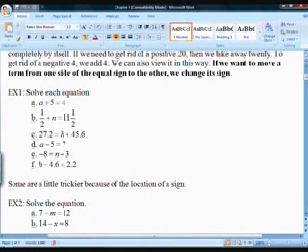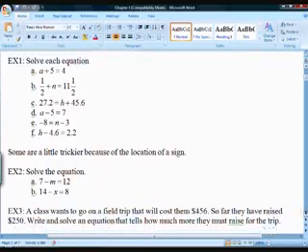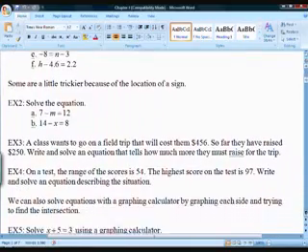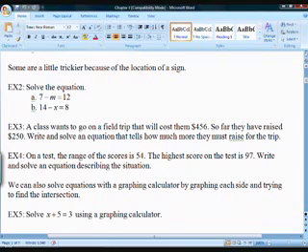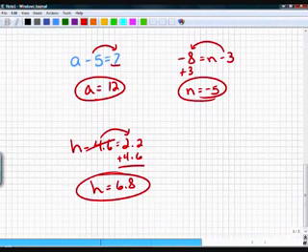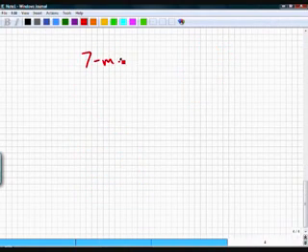So, look at this next one. If you understand those, great. Hopefully you'll understand these as well. Some are a little trickier because of the location of the sign. 7 minus m is 12. A lot of people are going to say the answer is 5. Is it? Give me an argument why the answer is not 5.